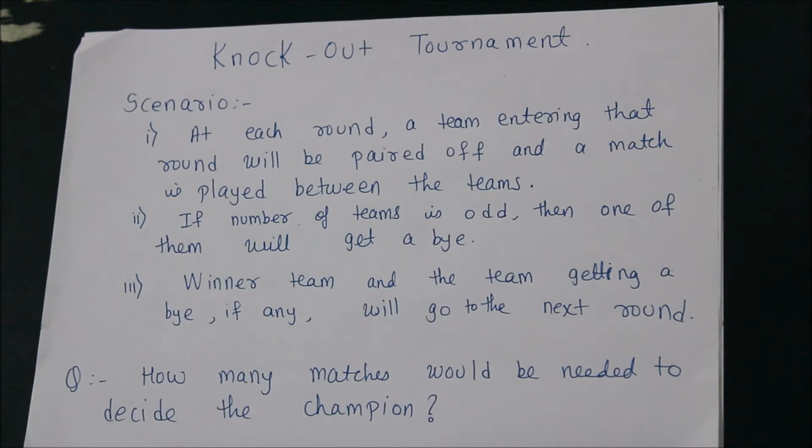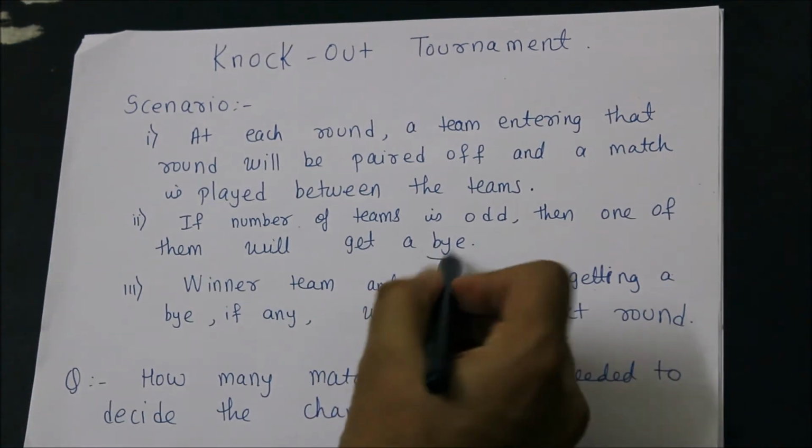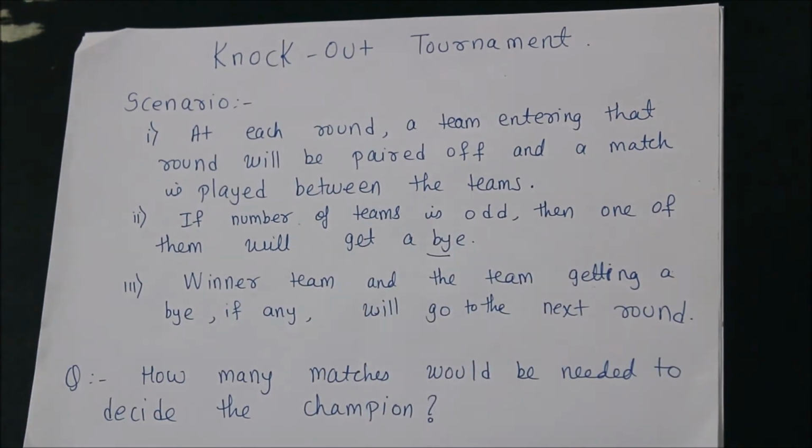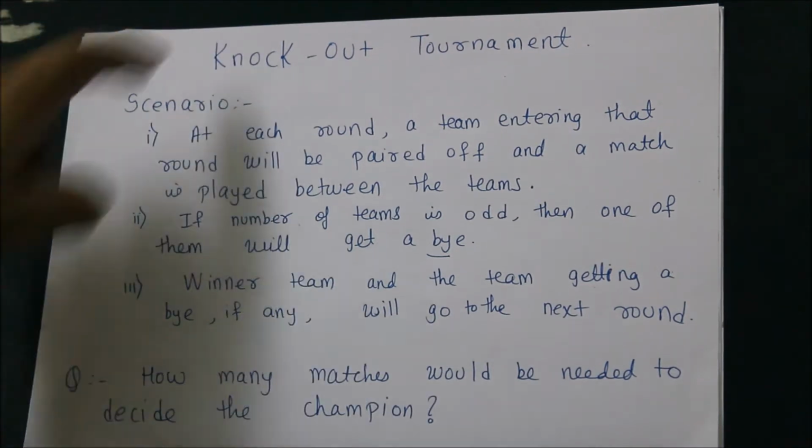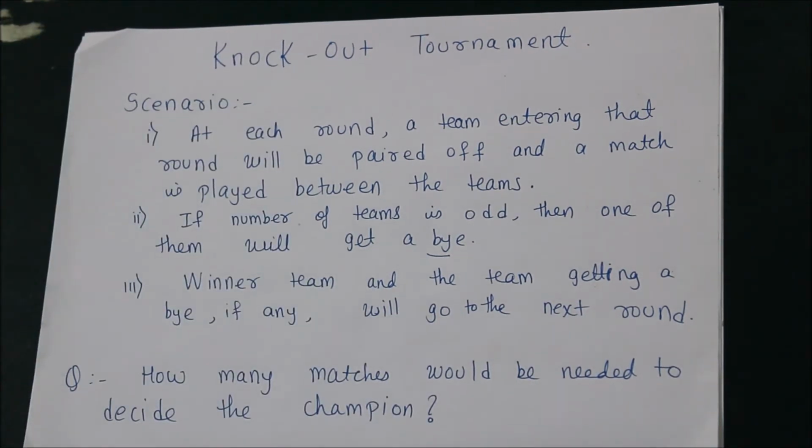So if there are an even number of teams, you pair them off, you hold a match between them, the winner will go to the next round and the loser will be out of the tournament. And if only one team is left, that means a team does not have any opponent, it will automatically get a bye and go to the next round directly. So these are the rules of our tournament. That's why I have given it the name knockout tournament. So the question is how many matches you should conduct.